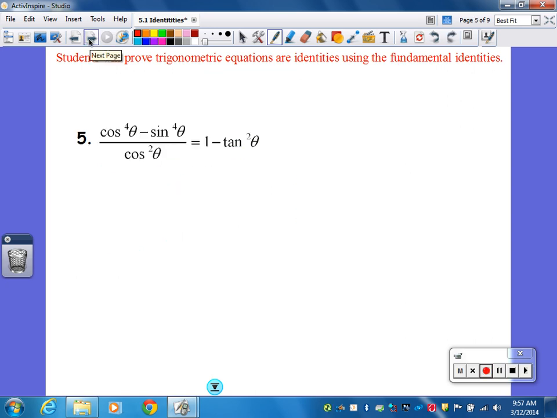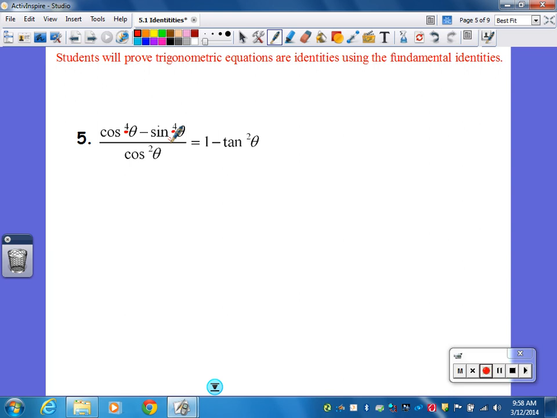Now, getting a little trickier here. We're not just working with a plain old cosine or sine anymore. Now we have quads and squares. Or, yeah, quad here and quad here. So 4 sines and 4 cosines. Well, ask yourself, okay, cosine to the 4th minus sine to the 4th. I have the difference of squares right there. So I'm going to separate those out right away.